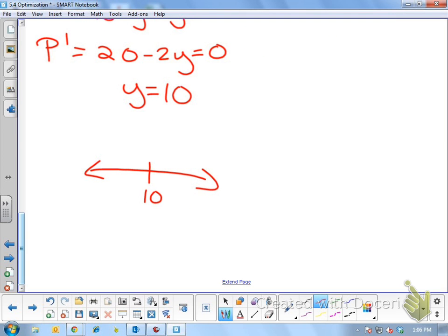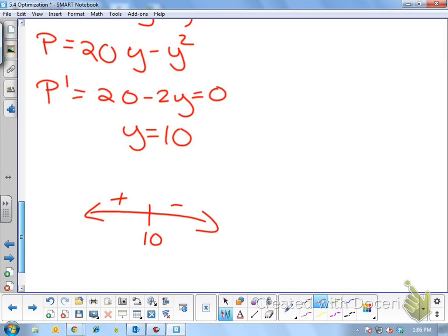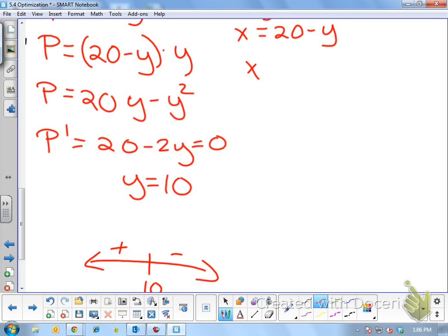At 10. So if I plug in, I'm going to do 0 just because it's easy to plug in, we get positive. If I plug in 11, we get negative. So yes, y is at our maximum. And then once we've found and proved that y is a max, we can also find x. It did say to find both numbers. So if I go back to my substitution piece and plug in y, that'll give me x.